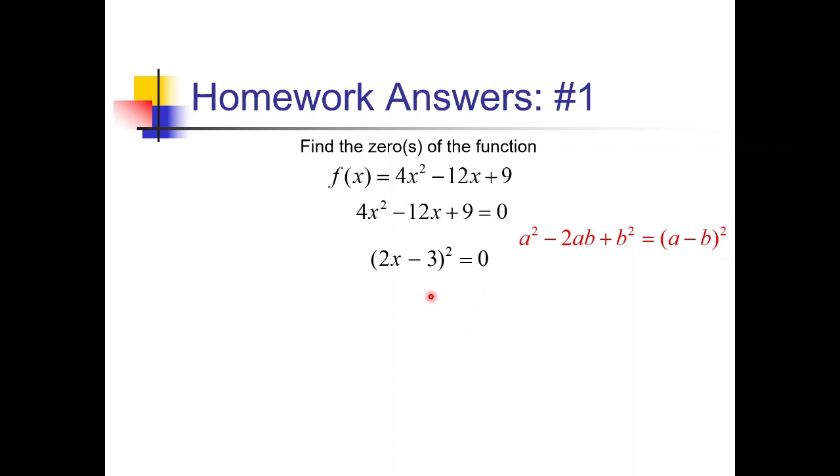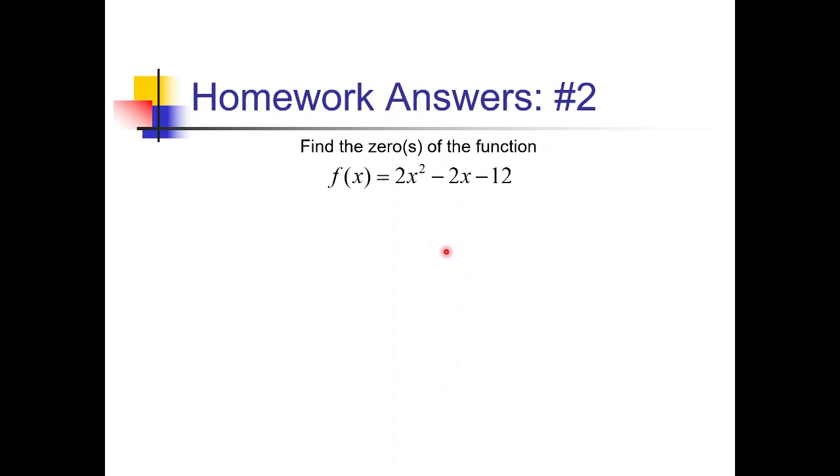Now let me just double check and make sure this actually works to get this 2ab here. If I multiply 2x and negative 3 together and double it, do I get negative 12x? Well, 2x times negative 3 is negative 6, twice that is negative 12x, so yeah, that works. Now I just have to set 2x minus 3 equal to 0 and solve it. So I can add 3 to the other side and then just divide by 2 to get x equals 3 halves.